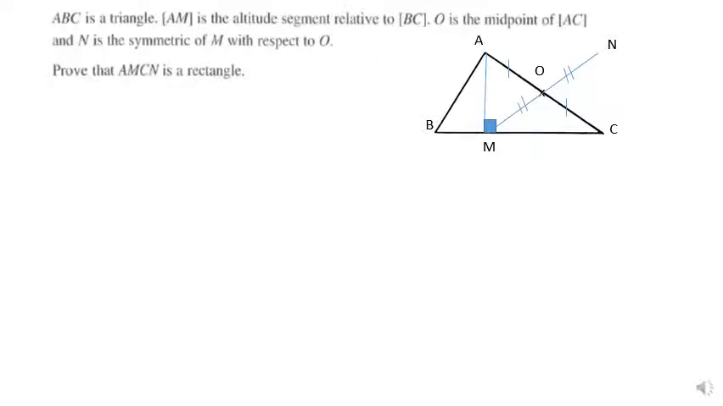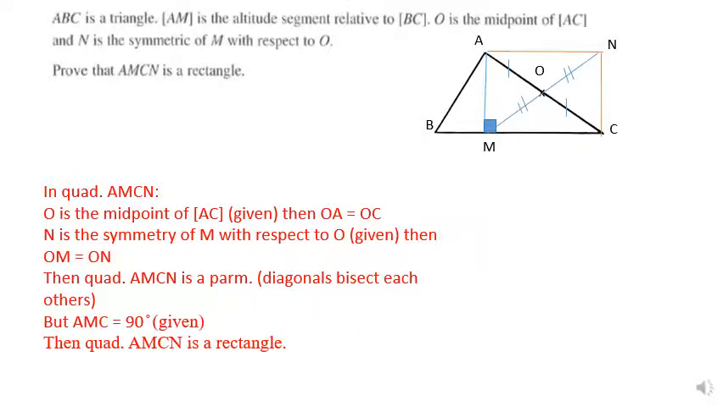So how are we going to prove that it's a rectangle? You know that in this quadrilateral, O is the midpoint of AC, then AO equals OC. N is the symmetric of M with respect to O, so MO equals ON. Then this quadrilateral is a parallelogram having diagonals that bisect each other. We used to prove this before. But angle AMC equals 90 degrees. This is given, it's an altitude. So a parallelogram with one right angle is a rectangle. Then AMCN is a rectangle.